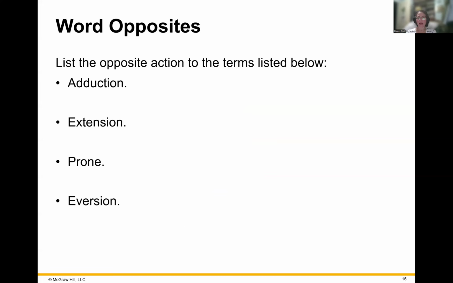So let's take a look at opposites. As you can see, the movements have to do with opposites. What is the opposite of adduction? The opposite of adduction is abduction. What's the opposite of extension? Extension, and then we have flexion. The opposite of prone is going to be supine. The opposite of eversion is going to be inversion.